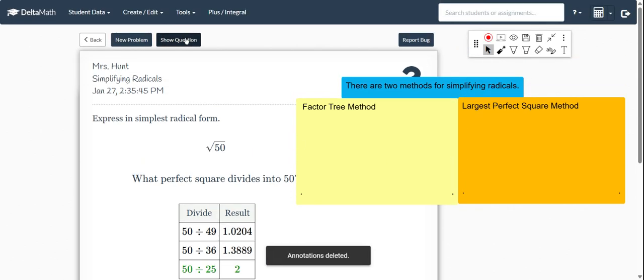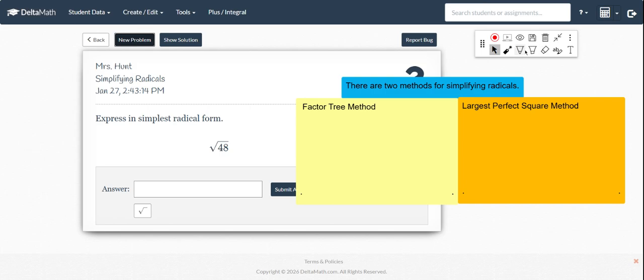Here we go. This one is square root of 48. If you're going to use the factor tree, you are not limited. You can pick any numbers that multiply to 48. I'm picking 6 and 8.